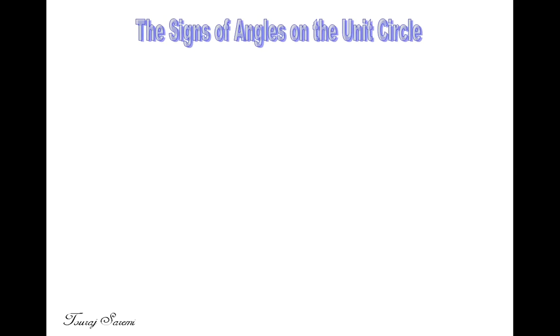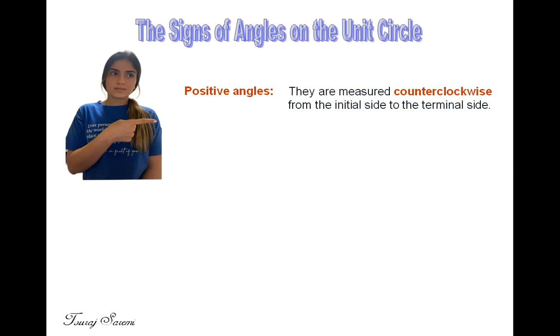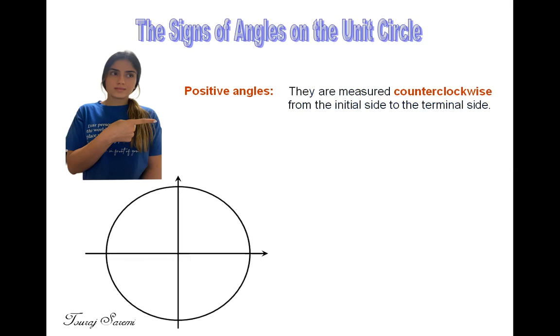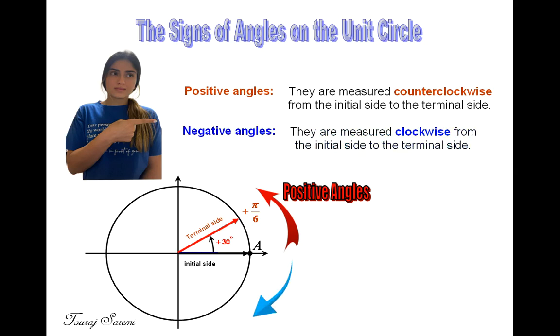The signs of angles on the unit circle. Positive angles. They are measured counterclockwise from the initial side to the terminal side. Negative angles. They are measured clockwise from the initial side to the terminal side.